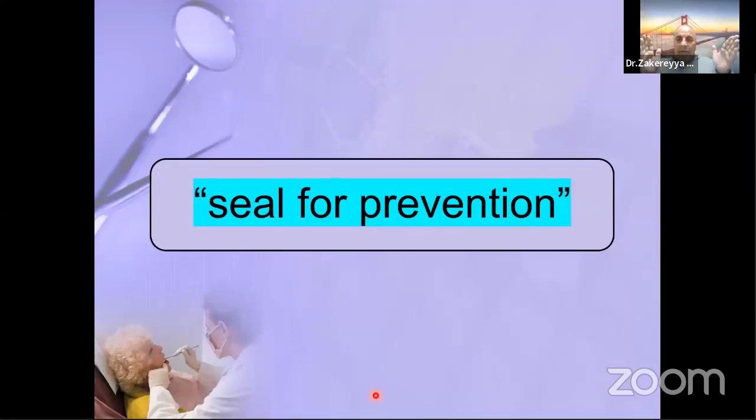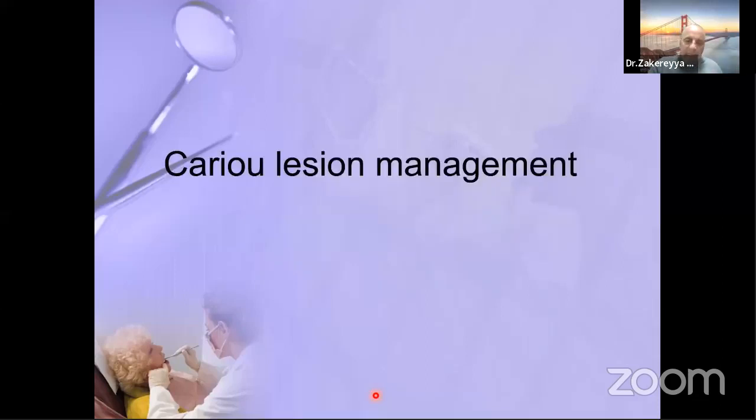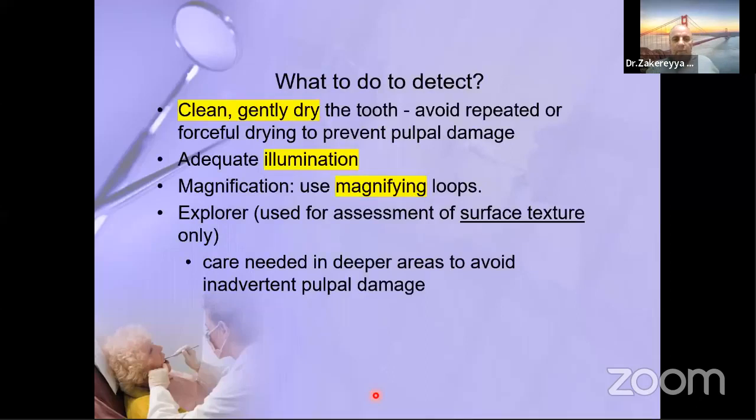So now, my message again is seal for prevention. Seal for prevention. All right. What to do to detect dental caries? Well, as we have been brought up, all of us learned that in order to diagnose dental caries or to detect dental caries, we have to have clean, dry tooth. We have to avoid repeated or forceful drying to prevent pulpal damage.